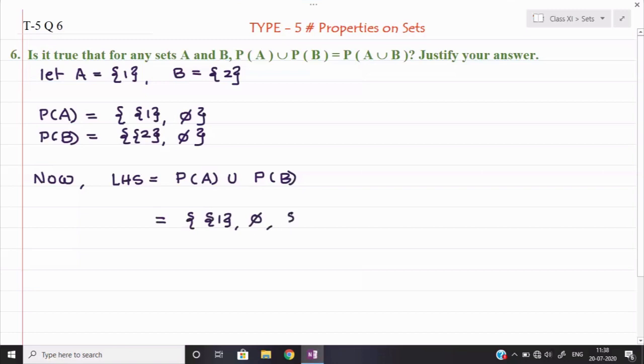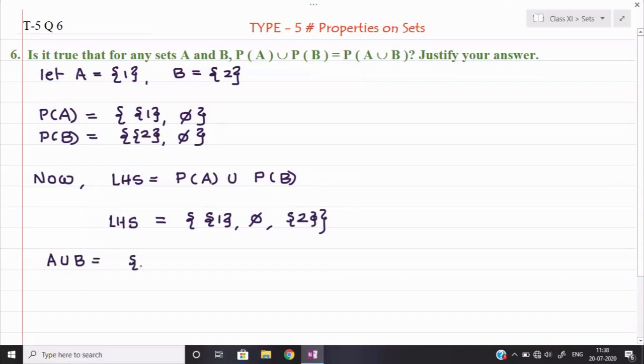So that will be only 2, because 5 I have already mentioned. So this will be the final value of the left hand side. Now we shall focus on finding the value of RHS. To find the value of RHS, first I need to find the value of A union B, because I directly need to find its power set.